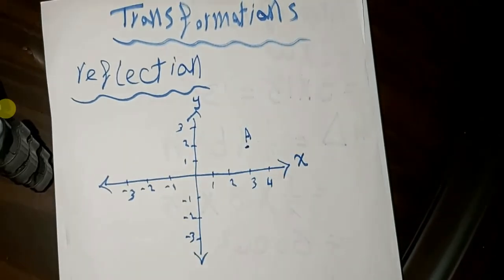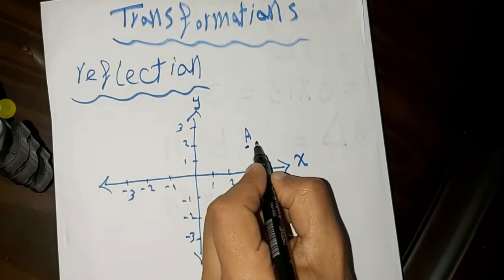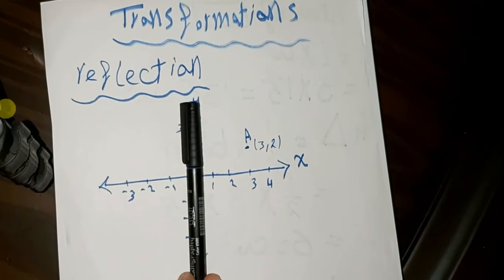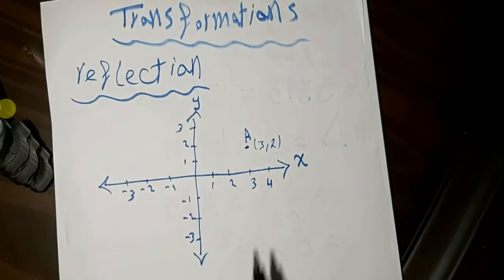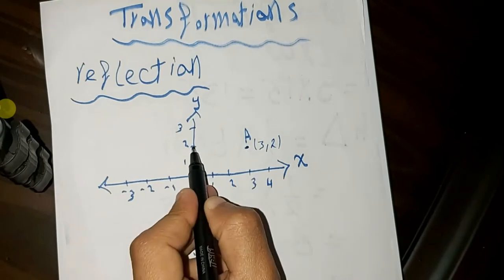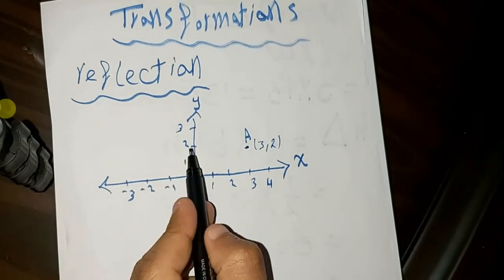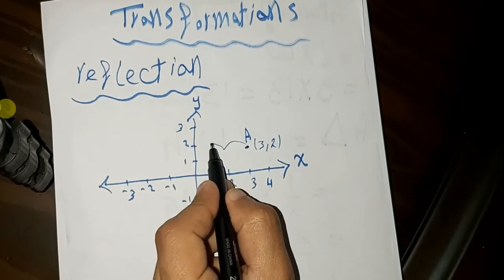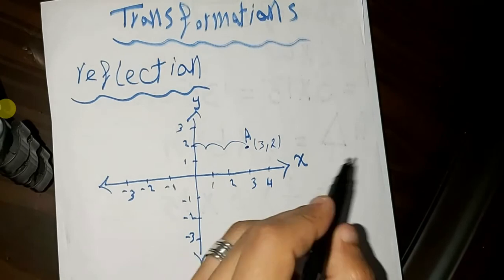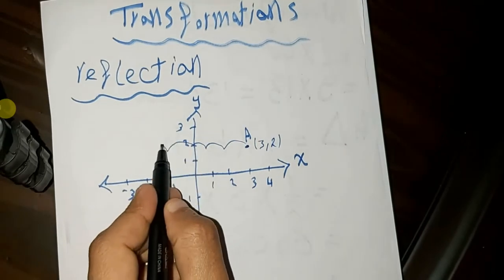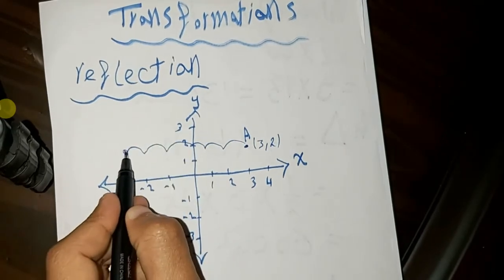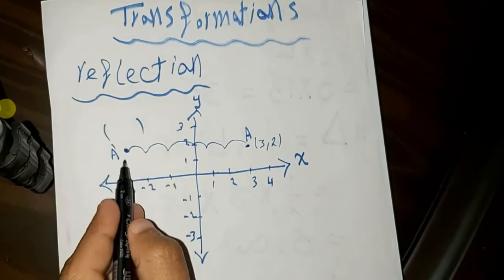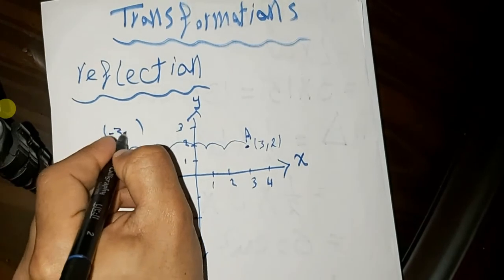I want to make a reflection of this point (3, 2) in our y-axis. So our y-axis will be like a mirror. The distance from A to the y-axis will be the same as the distance from the y-axis to our image. Let's count 1, 2, 3, so I will count 3 on the other side: 1, 2, 3. So our point will be here, A dash, and it will be -3 for x and 2 for y.